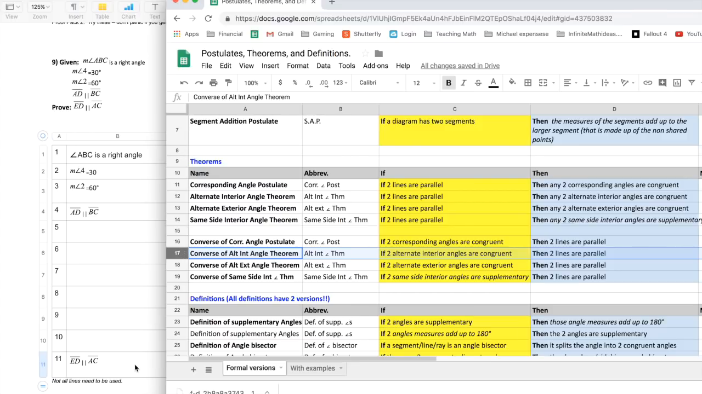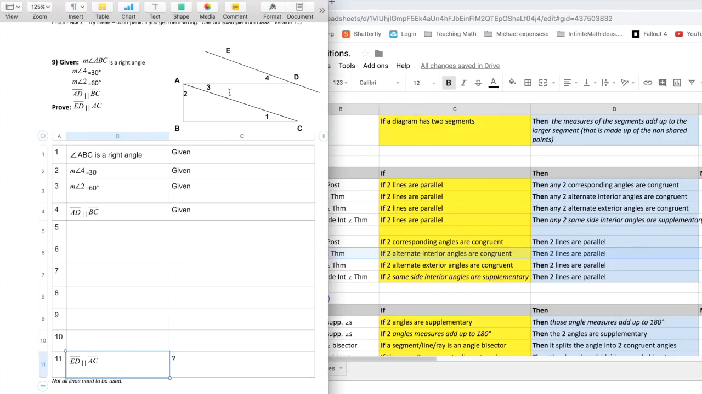So if we look to our diagram here, ED and AC only have two angles associated with them, this angle 4 and this angle 3. And if you look, these are alternate interior angles, right? So to prove these two segments, ED and AC, parallel, I'm going to need to prove that the alternate interior angles are congruent first. So that is going to be right here, right?